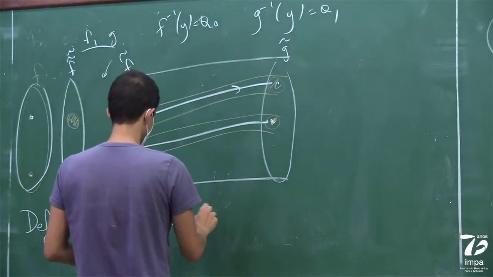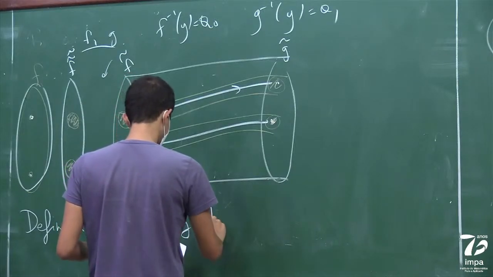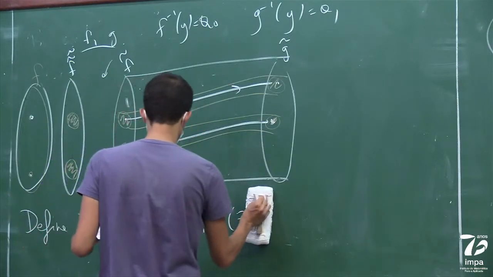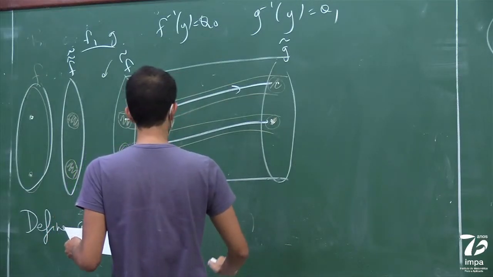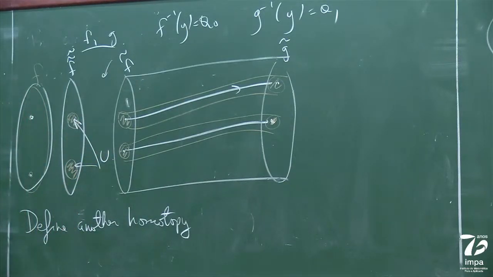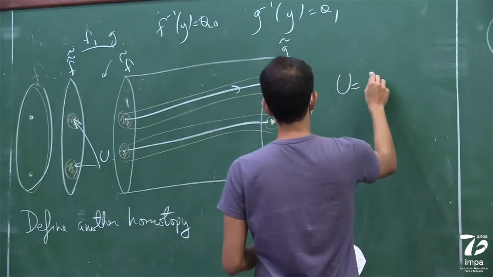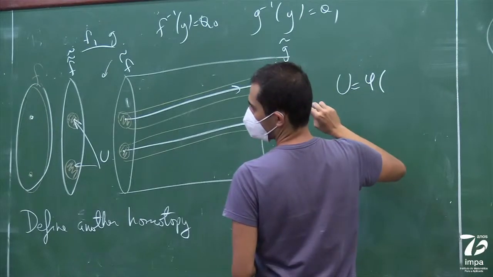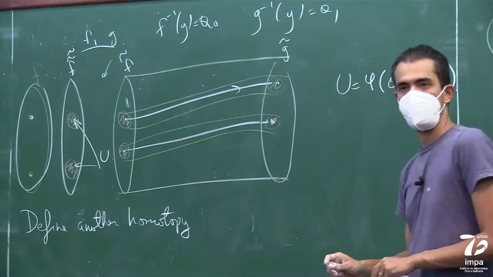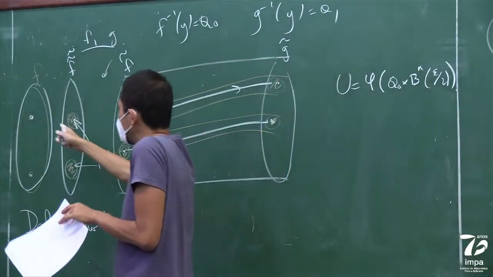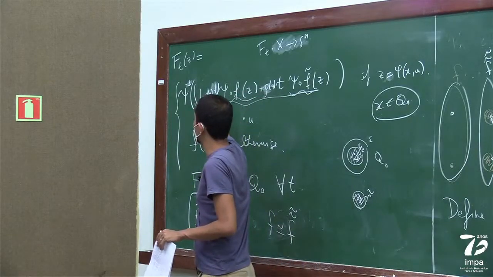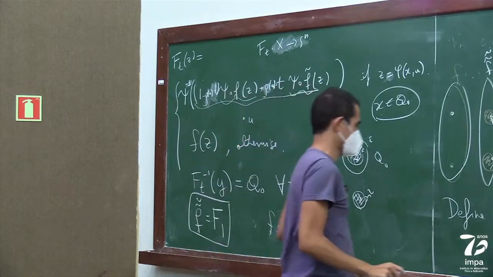Let me call this HT, defined like this. Let's say that this neighborhood here is U. So my U is phi of Q0 times this ball of radius epsilon over 2, this little neighborhood where I know this F double tilde is equal to F tilde, where rho is equal to 1. Okay, so I define the homotopy like this.